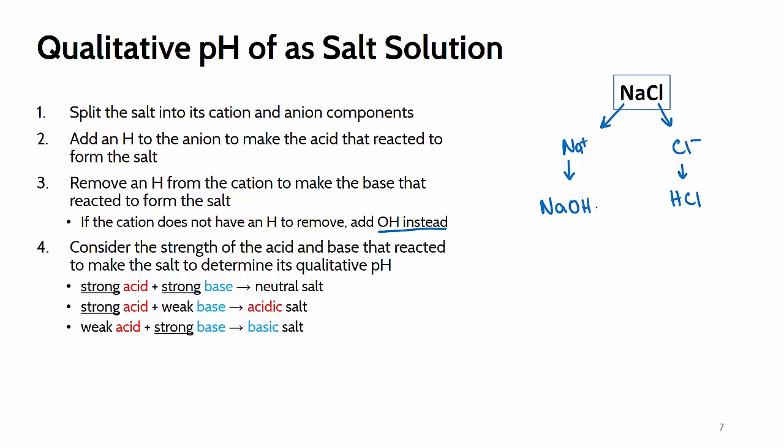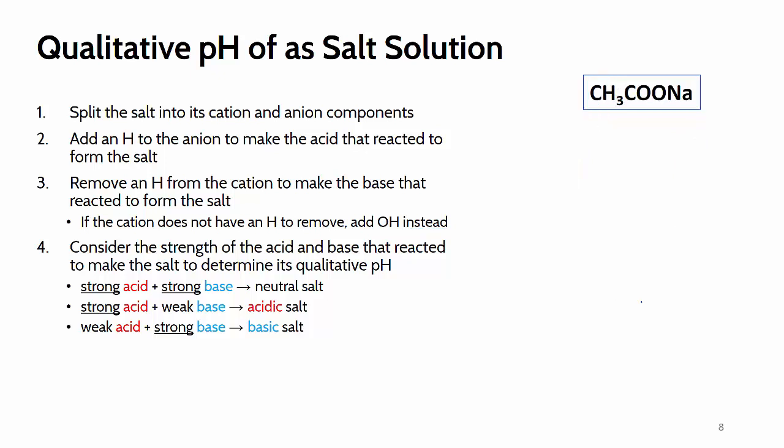Now I need to classify these as either strong or weak. So NaOH is a strong base and HCl is a strong acid. So when they react together, they make a neutral salt, meaning that at 298 Kelvin, I'd expect the pH of an NaCl solution to be equal to 7, so neutral.